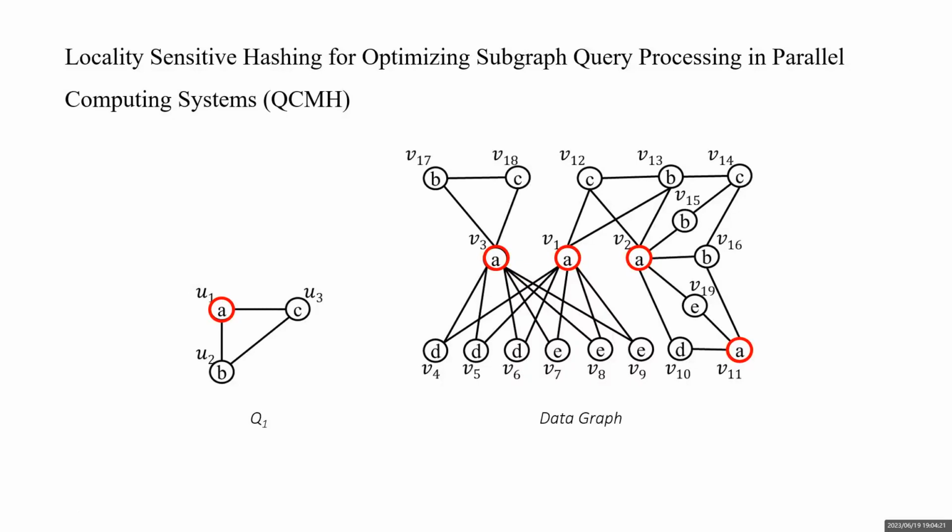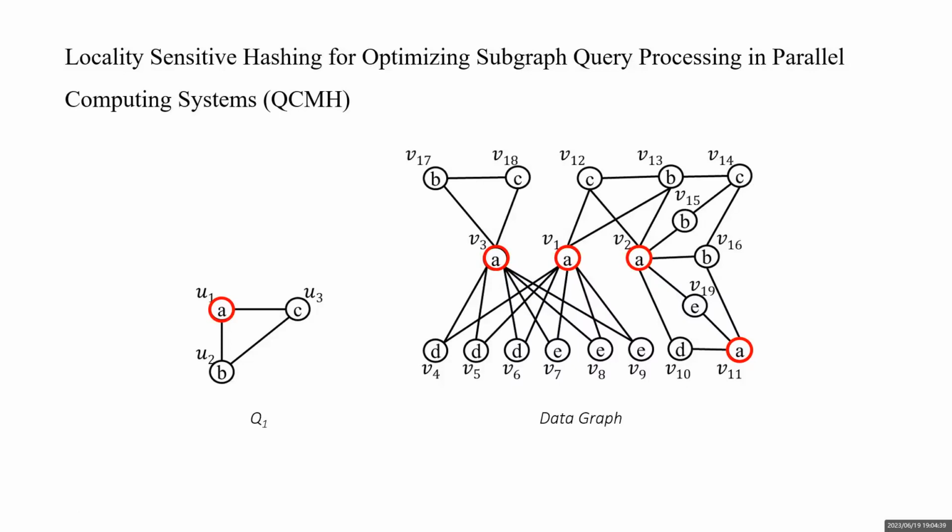Today, I'd like to introduce you my paper, Locality Sensitive Hashing for Optimizing Subgraph Query Processing in Parallel Computing Systems, which can reduce redundant computation and communication costs during parallel subgraph query processing.